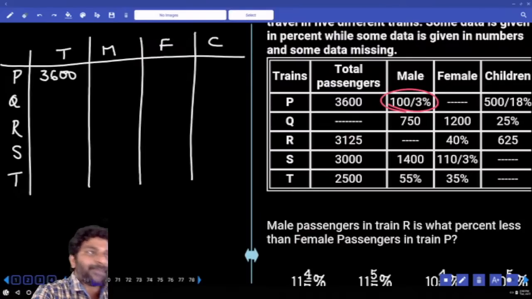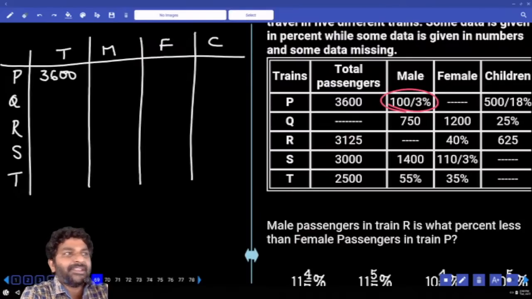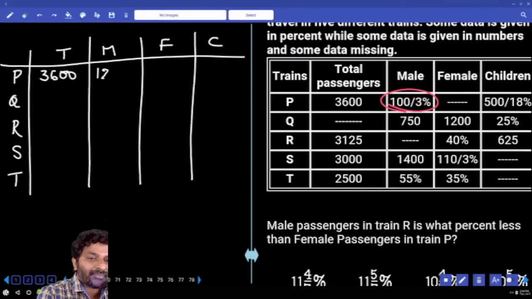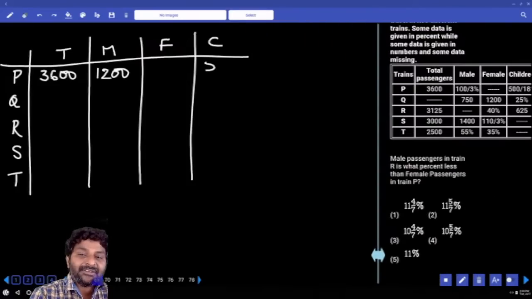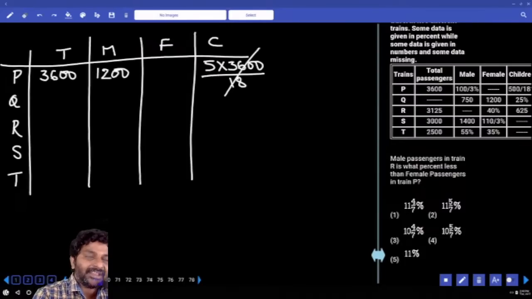Male are 100 by 3%, right? That means 100% divided by 3. What is 100% divided by 3? 12. Female we don't know. Children 500 by 18%, correct? 500% in the sense 5 times of this number divided by 18, that means 5 times of 3,600, which is 500%, divided by 18, 200 into 5.